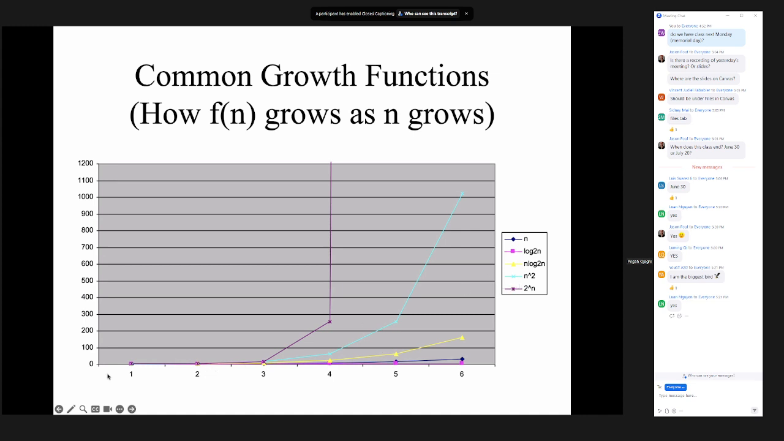For example, if the number of inputs is small, it's probably not going to be that bad. It's just going to be constant, or log of n, or n log n. But as you can see, when the numbers get higher and higher, look at how it explodes, how long it takes to finish. For 2 to the power of n, you can see how it explodes. After 4, it's going to be really, really bad. So it's not going to be good.